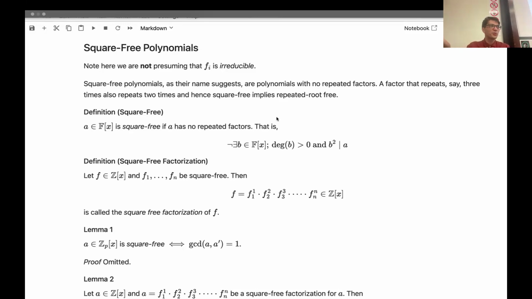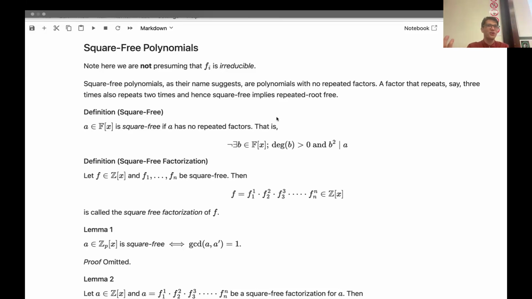Right, so what does it mean for a root to repeat? That means it has to have some higher power. Like x minus 1 times x plus 2 cubed, the x plus 2 is a repeated root that repeats 3 times. This is kind of confusing. So a square-free polynomial does not have any repeated roots. Okay, it's kind of weird.